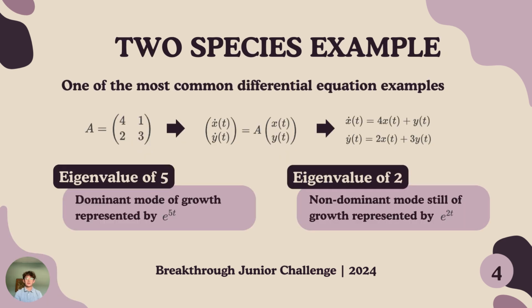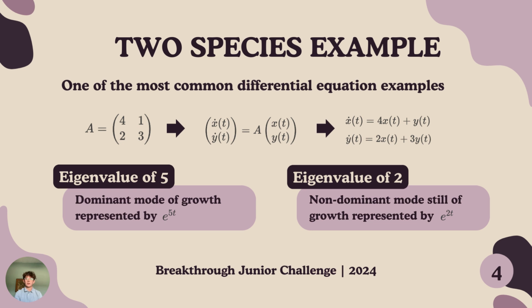Now let's apply this matrix to a real-world example, modeling two species populations. First, we have the equation x prime equals 4x plus y, and the equation y prime equals 2x plus 3y from our data set. Now we can see both of these populations, depending on the population of the other, are going to benefit. This models a symbiotic relationship.